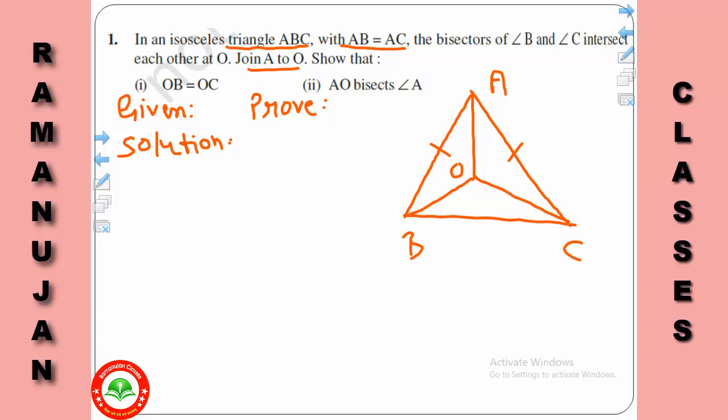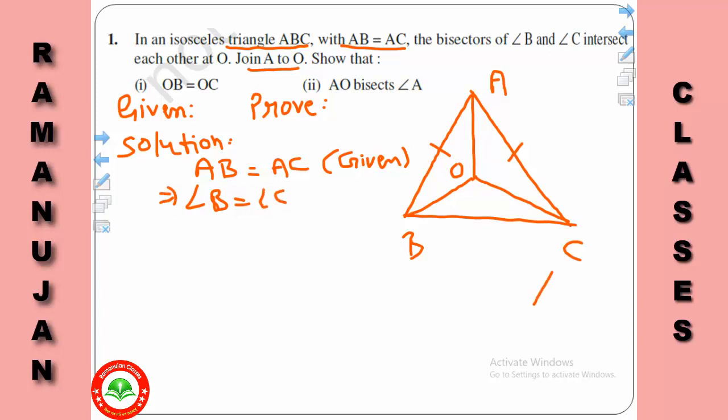So this is isosceles triangle ABC. AB equal to AC, it is given, and we have a theorem that angles opposite to equal sides are equal. That's why angle B and angle C are equal.